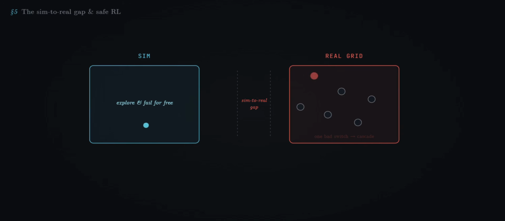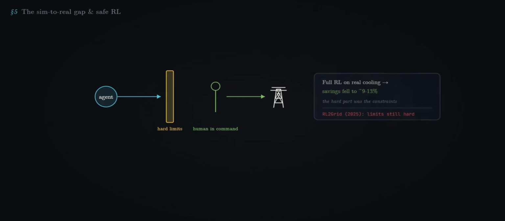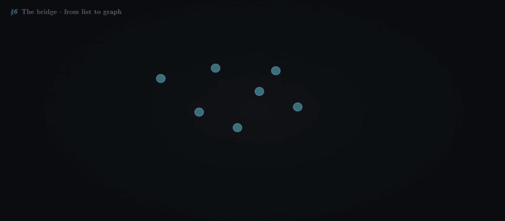But operating a live transmission grid is not the same as cooling a building. It's totally different. You train your agent in a simulator where it can fail for free, then you deploy on real infrastructure where one bad switching action can cascade into a blackout. The real grid always differs from your simulator. That is the sim-to-real gap. So the frontier is not chasing more reward, it is safety, hard constraints, and a human in control.